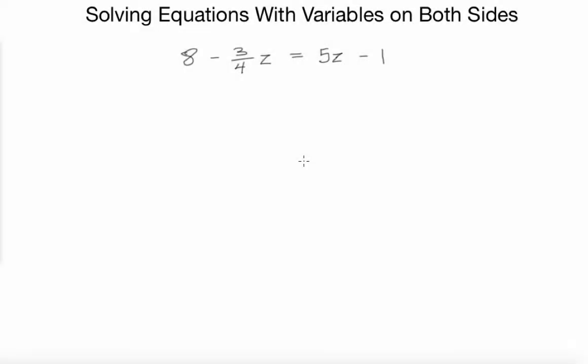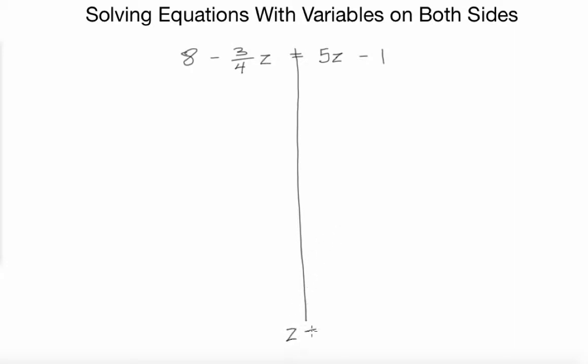Hey, I wanted to do one more example of solving equations with variables on both sides. I threw in, again, some negatives, some subtractions, some fractions in this one. But again, my goal is, I've got 8 minus 3/4 of some value z, my variable, and it's equal to 5 times z minus 1. All right, let's draw my dividing line.